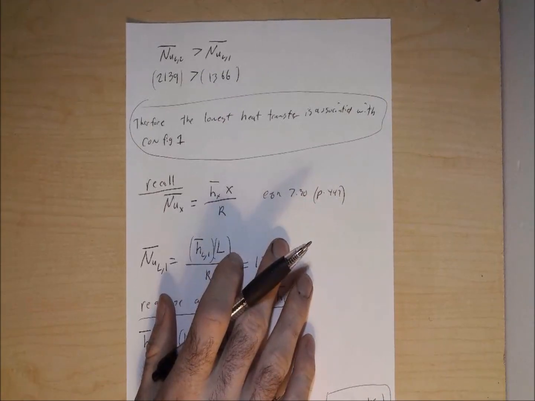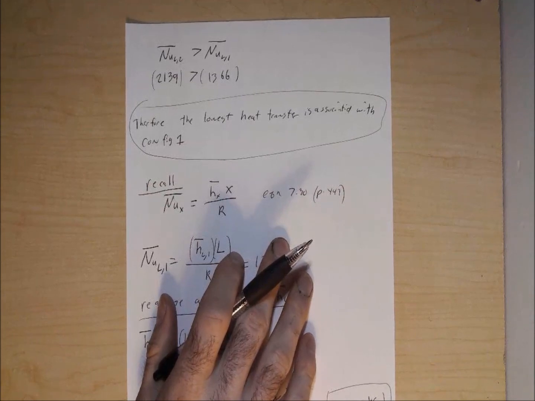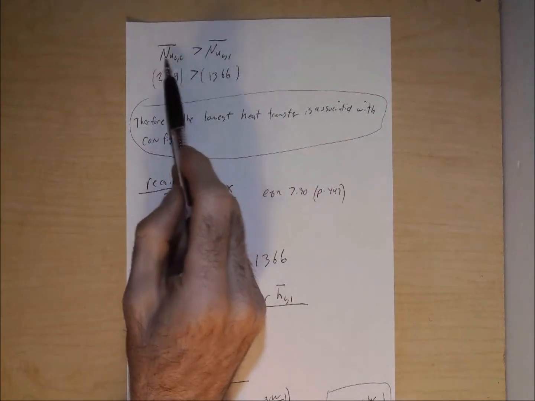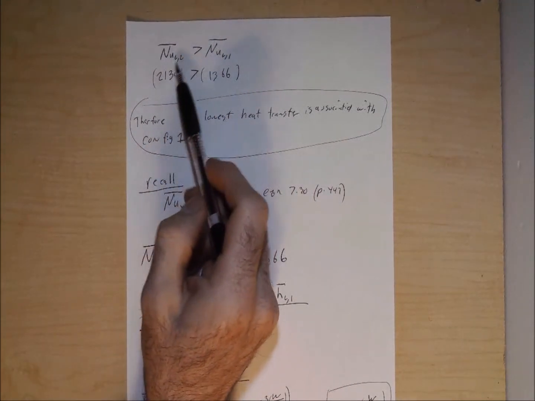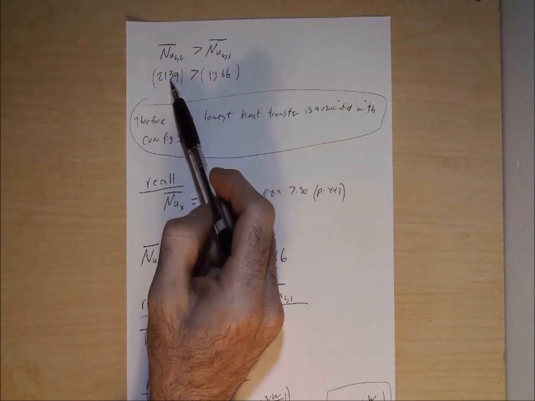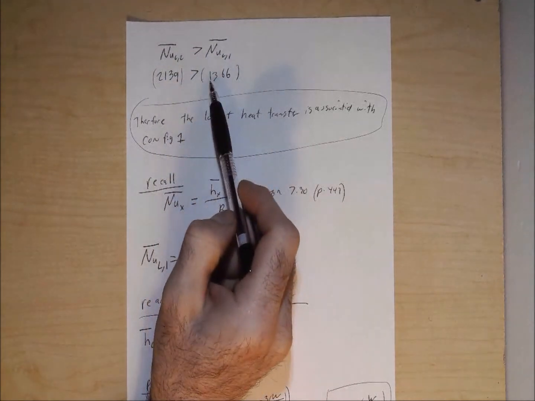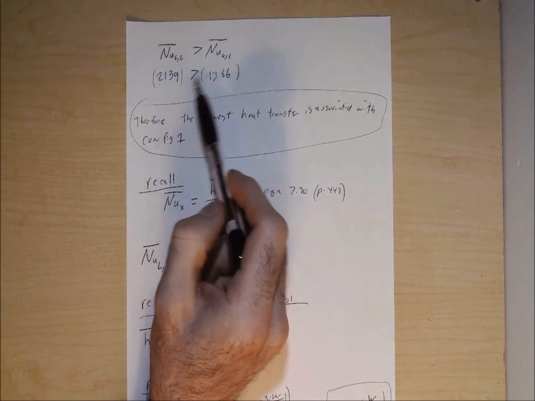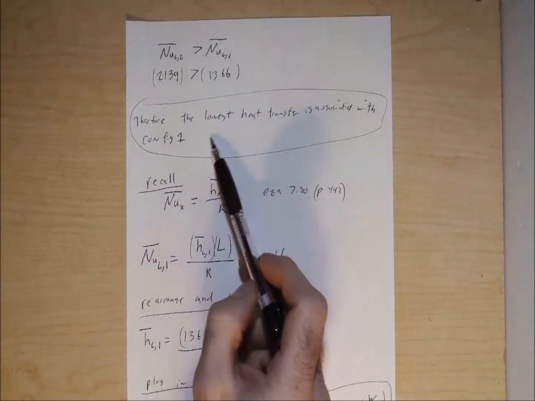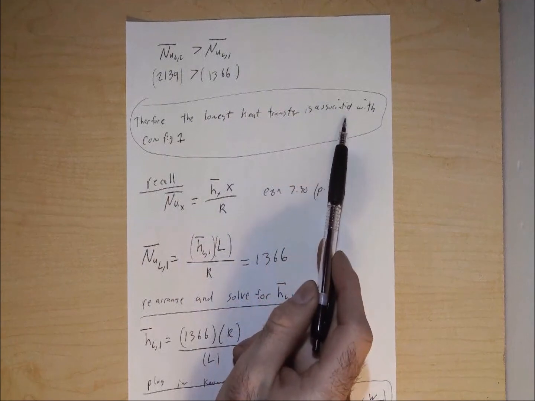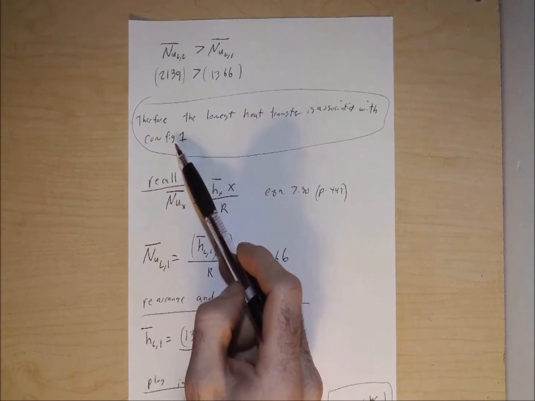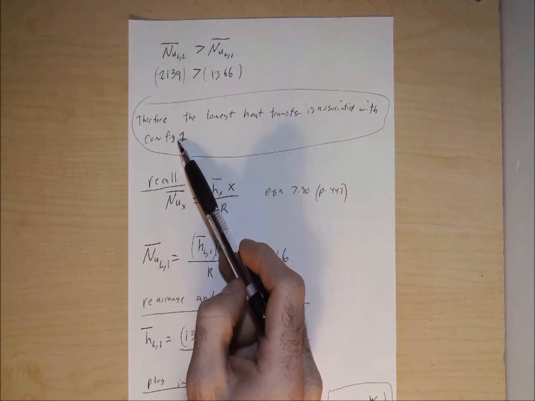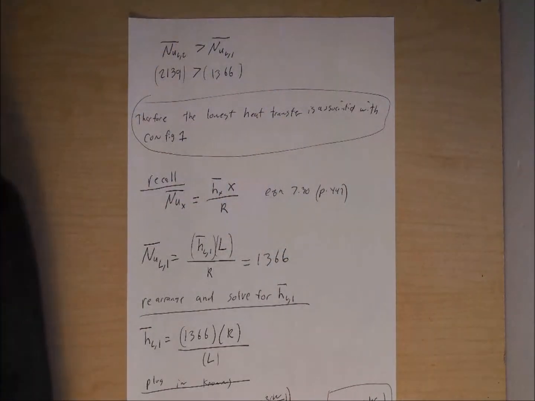Now that we've done this for both the smooth and the rough surface, condition 1 and condition 2, between A and B, we can compare those two average Nusselt number values. For the second condition, we have 2,139 over the rough surface, and the smooth surface was 1,366. Therefore, the rough surface is greater than the smooth surface, so the longest heat transfer is associated with figure 1. So we're going to do the rest of our calculations for this problem based on figure 1, the condition for our smooth surface.